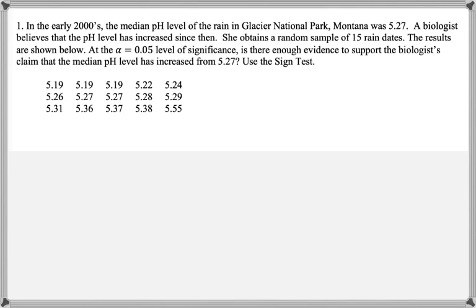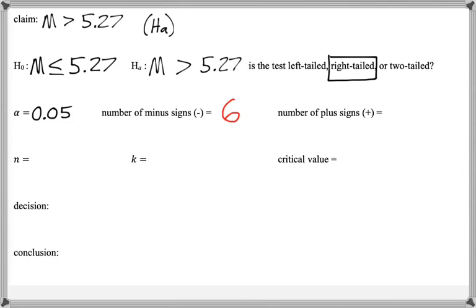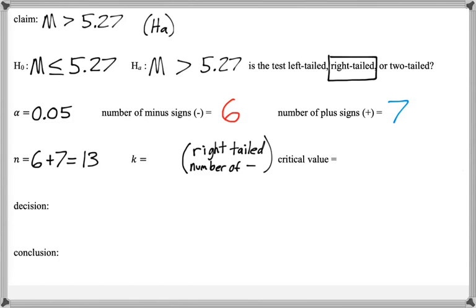We ignore any values that are equal to 5.27. Any values less than 5.27 get converted into minus signs, and any values greater than 5.27 get converted into plus signs. So there are 6 minus signs and 7 plus signs. Now n is equal to the total number of minus and plus signs. So 6 plus 7 is 13. This is a right-tailed test, so k is the number of minus signs, so 6.